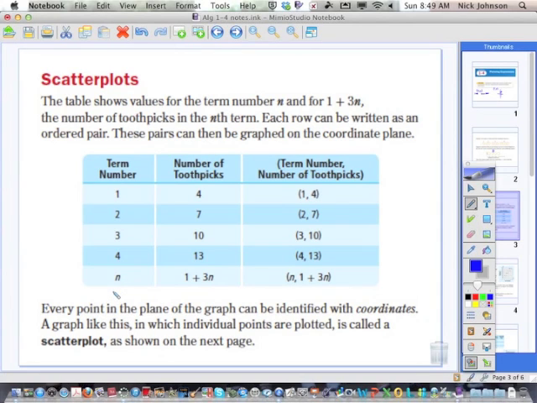So we could find term number 10 and how many toothpicks just simply by putting it into this expression. 3 times 10 is 30, plus 1 is 31. So essentially we could graph 10, 31. Every point in the plane on the graph can be identified with coordinates. A graph like this in which individual points are plotted is called a scatter plot. And we're going to look at that on the next page.